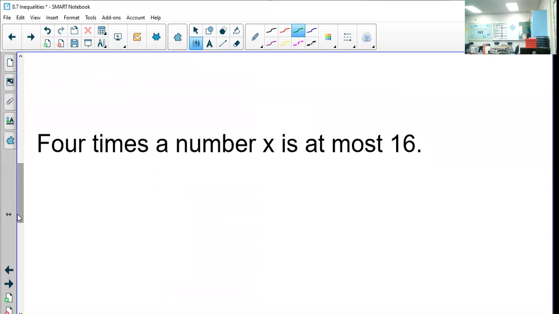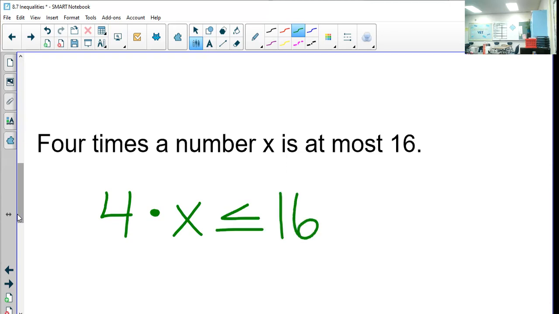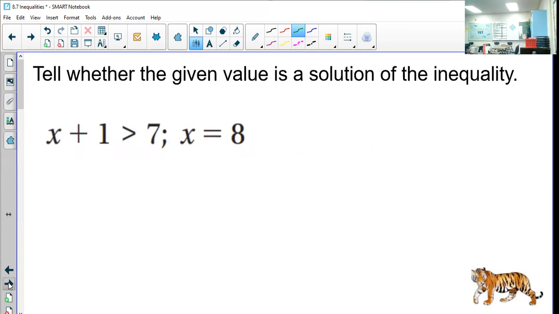4 times the number X is at most 16. So we just literally write down what it says. 4 times a number X is at most, you're going to use your little chart, which is the less than or equal to symbol, 16. I think you can get the hang of that. The big thing there is just using your chart. The next thing we're going to do is tell whether the given value is a solution to the inequality.